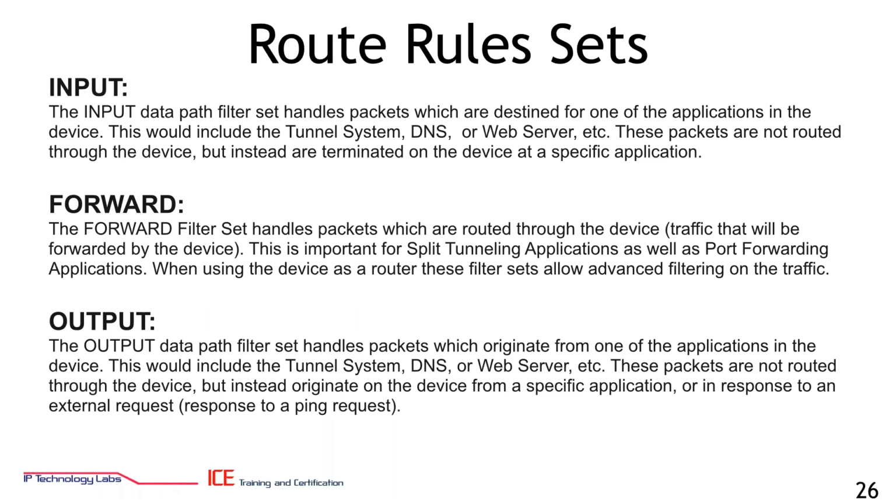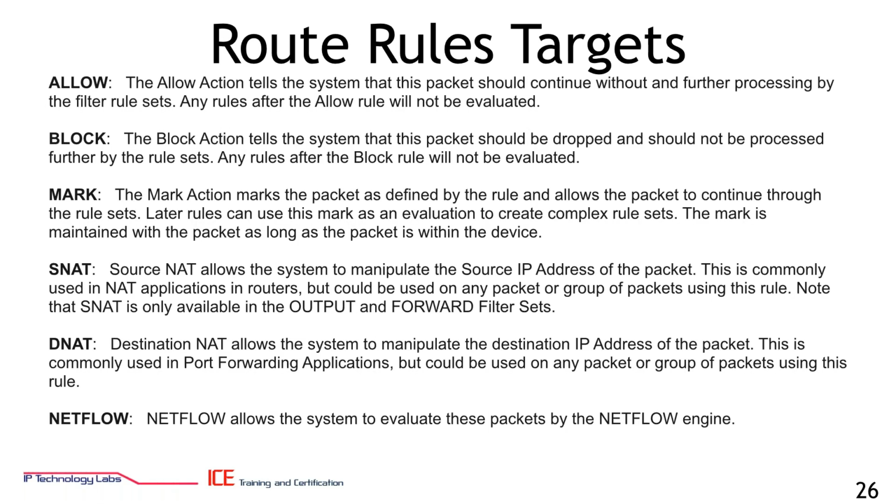So this just gives a little bit more detail on each of the different blocks. The input block is traffic that is talking to one of the applications on our device. The forward block is traffic being routed through the device. The output block is traffic that is being sent out from the device. We have rule targets, so we can allow traffic or block traffic, just like we talked about previously.